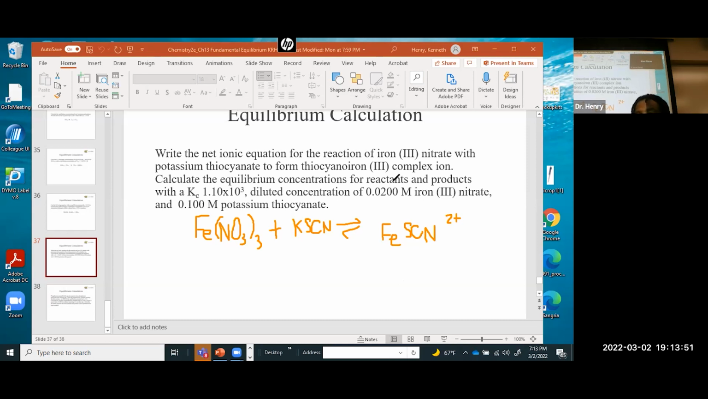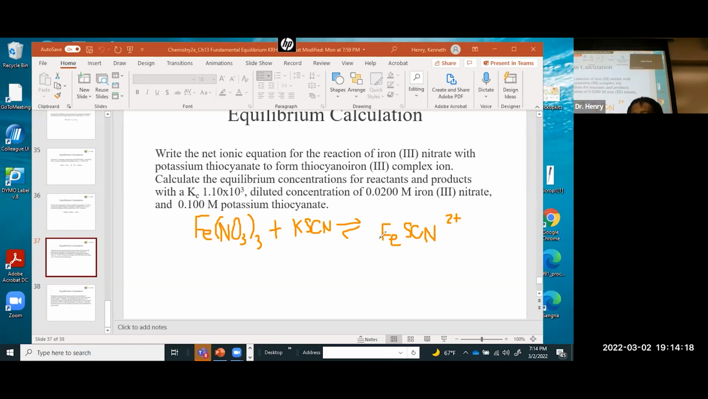Because it's a complex ion, the thiocyano is going to have a -1 charge. This here is going to be a +3 charge. And the fact that it's thiocyano, there's only one of those added to it, so it's not going to be 3 components of it.